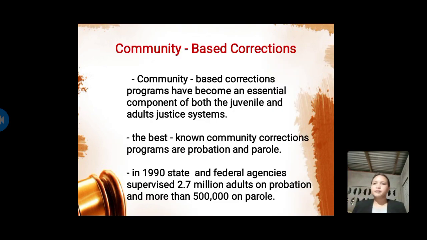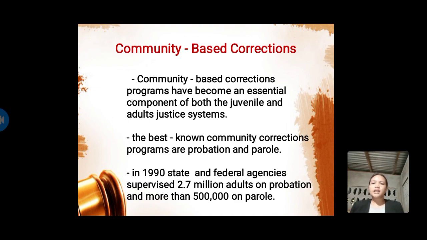Next is community-based correction. Community-based correction programs have become an essential component of both the juvenile and adult justice systems. This is best known as community correction programs: probation and parole. So, as I said earlier, probation and parole.